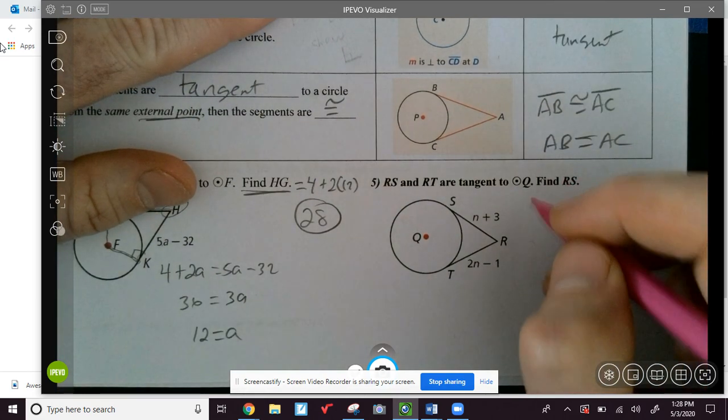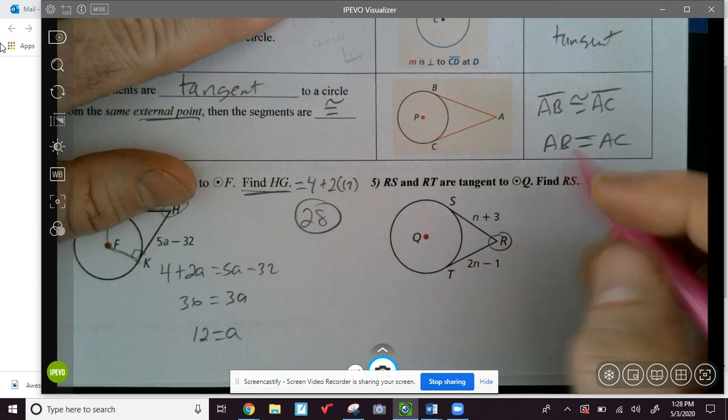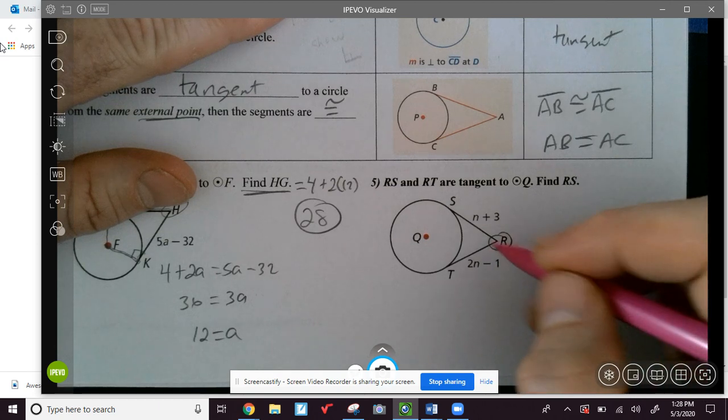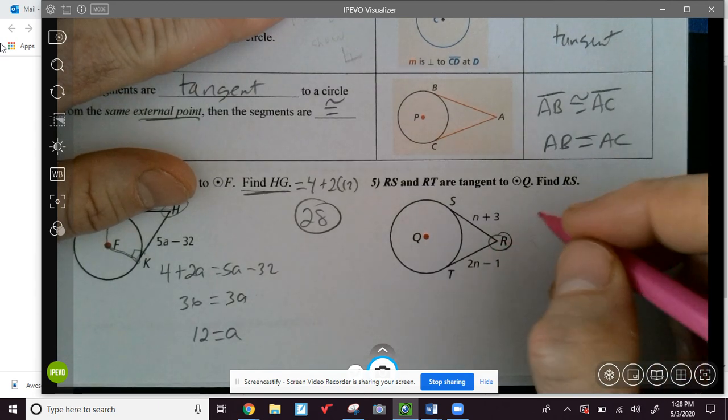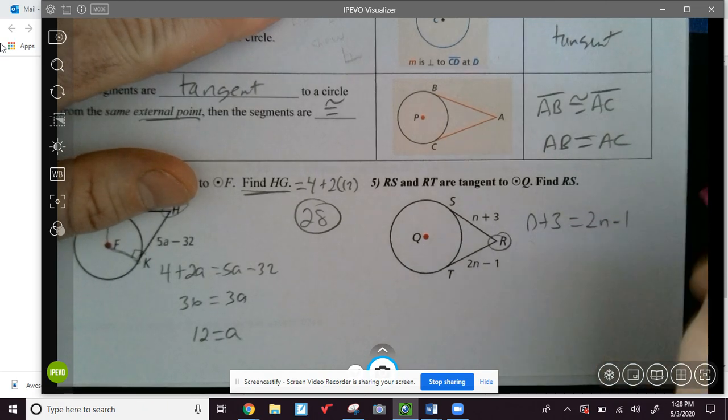All right, here we go. We have x on the point of R. It's got two tangents coming from it to the same circle. So therefore, those segments that it's making, tangent segments, will be congruent to each other. So n plus 3 equals 2n minus 1.